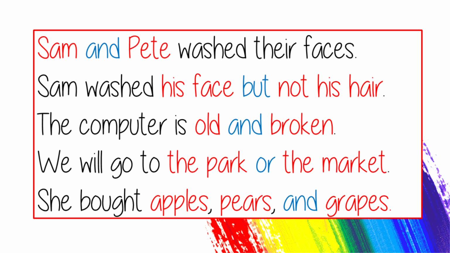In the next sentence, we will go to the park or the market. Or is a conjunction, and it's joining the two parts, the park and the market, both of which are nouns. In the last sentence, she bought apples, pears, and grapes. Here, we have 3 nouns and we are connecting them with the conjunction and.